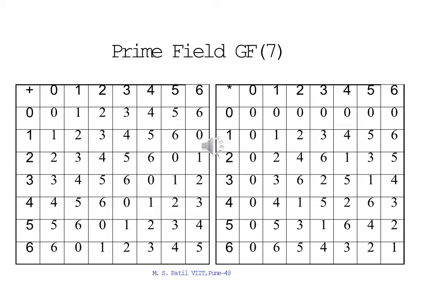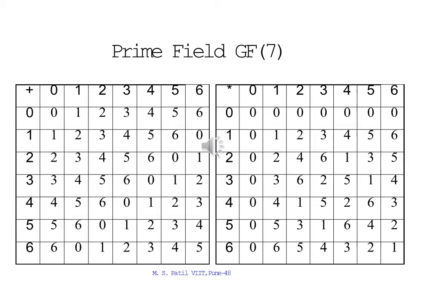Now start with the multiplication. Again, the same rule we are going to follow. 0 times any element will become 0. That's why the first row and first column will be 0. 1 times any element is going to remain the same. Now if I take 3 into 2, what will it be? 6. 6 is less than 7, so if I divide it by 7, my quotient will be 0 and the remainder will be 6. So there is no problem in the result. 3 into 2 will become 6.